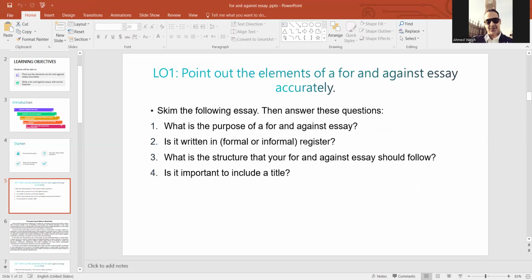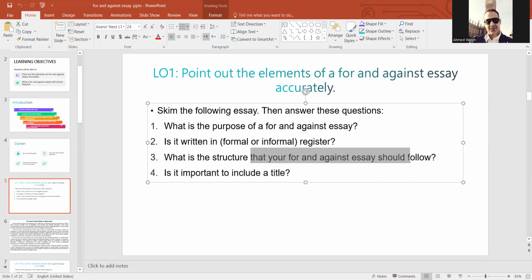Yes. So the purpose of a for and against essay is to discuss both views, two sides, fairly. Is it written in formal or informal register? Of course, it's formal. What is the structure that a for and against essay should follow? We have a title, we have an introduction, we have two paragraphs for, two paragraphs against, and a conclusion.